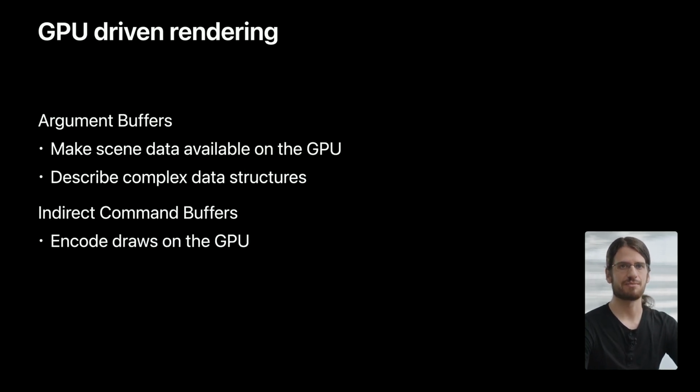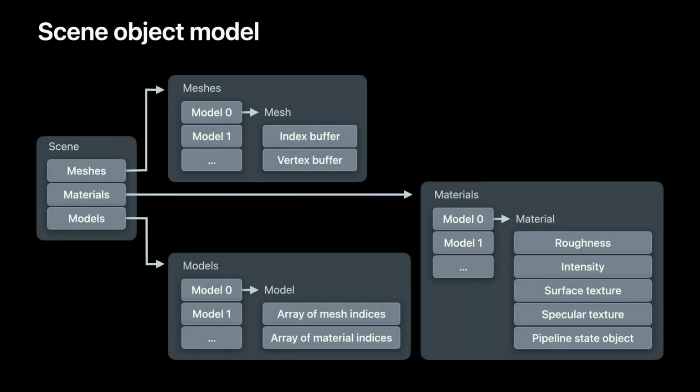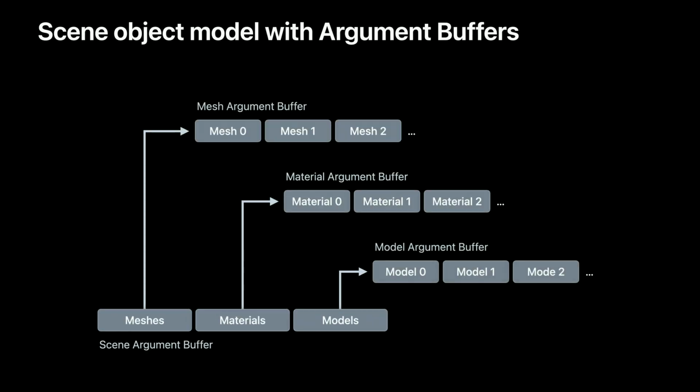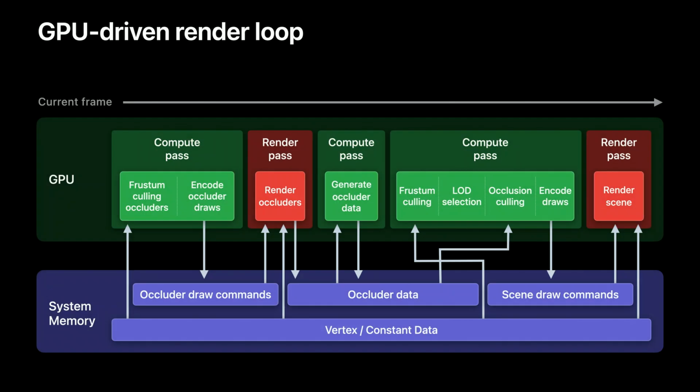Metal has the following building blocks to help. First, argument buffers, which make the scene data available on the GPU, and also allow us to describe complex data structures. And then we also have indirect command buffers, which will allow the GPU to encode its own draw calls. So this scene can be flattened to an array of argument buffer arrays, and this can be efficiently traversed by modern Apple GPUs. Thanks to argument buffers, the GPU can now traverse the entire scene. And by using indirect command buffers, the GPU can also issue draw commands.